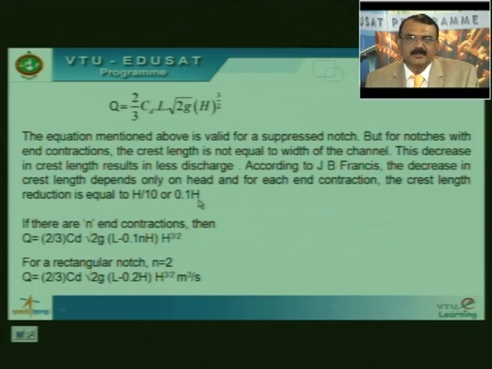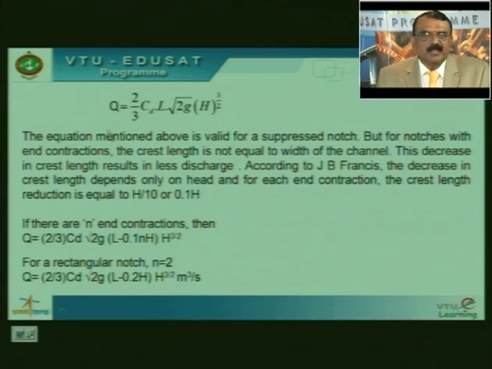Very important. Now, let us not get into the details of how you are going to derive this, or on what basis. If you know this, it will be more than enough. According to J.B. Francis, the decrease in crest length depends only on head, and for each end contraction, the crest length reduction is equal to H by 10 or 0.1 H.